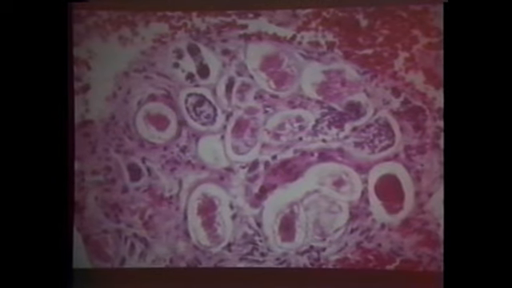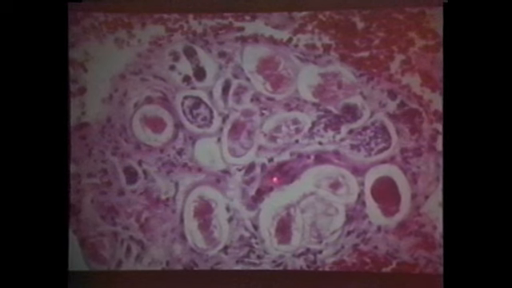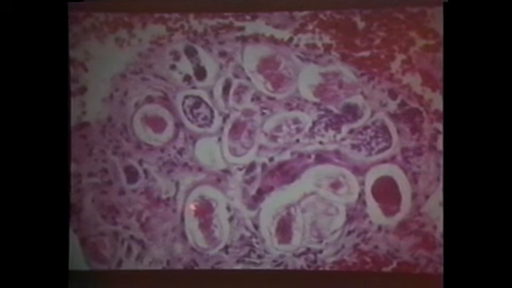Sometimes worms will lay uninucleate eggs in tissues, and they will start to divide into morulas, blastula, and later you'll find larvae.